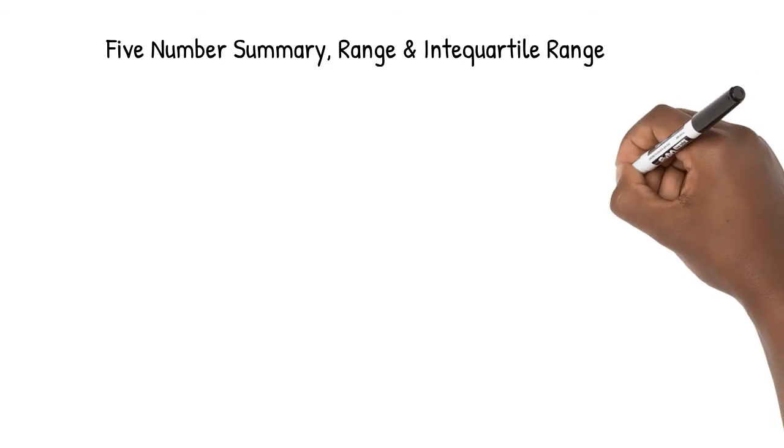One way to summarize a set of data is through a set of numbers called the 5-number summary. By looking at the minimum, maximum, median, lower quartile, and upper quartile, we can get a good sense of where our numbers lie. Additionally, we can use those numbers to find the range and interquartile range to get a sense of the spread of our data.